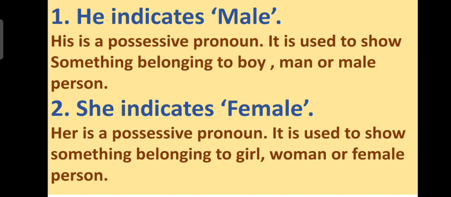Okay. And children, she indicates female. We use she with females. हम she का use females के लिए करते हैं. Like girl, woman, daughter, sister, mother. Okay, we use she with them. And the possessive pronoun of she is her. It is used to show something belonging to a girl, woman, or female person. I hope you really understood very well.